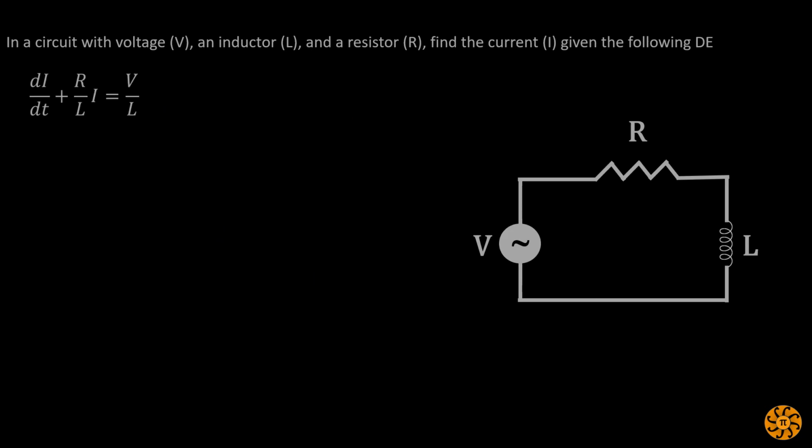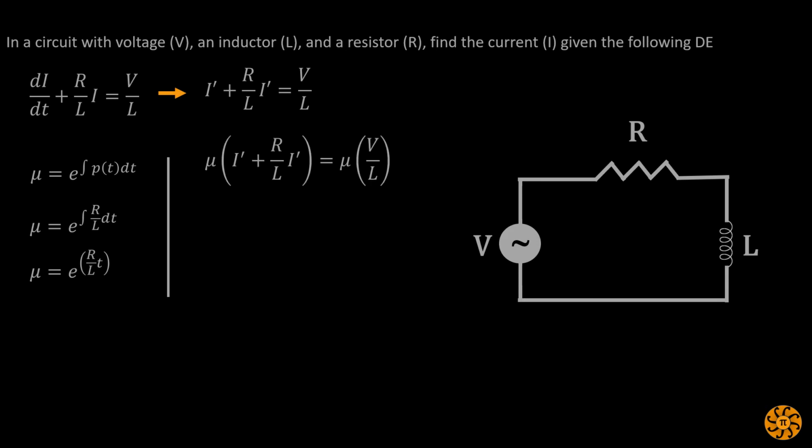Now let's rewrite the equation using Lagrange's notation for clarity before we proceed. Next, we are going to solve for our integrating factor mu. Mu equals e to the integral of p of t dt, and R over L is p of t, so we can substitute that in. Now we can integrate, and because neither R nor L are functions of time in this problem, they are treated as constants, leaving us with mu equals e to the Rt over L.